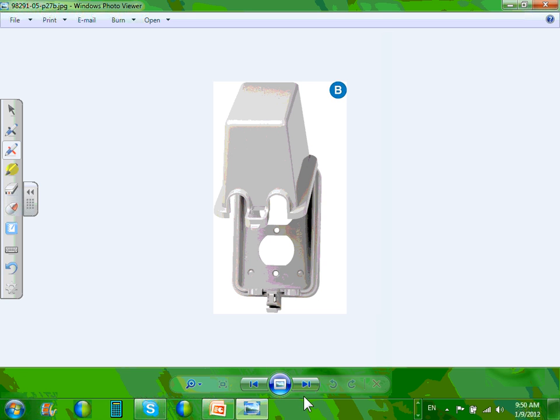Okay, that's all we have. Any questions, guys? Please do the wiring diagrams in the book. I can help you with it too.